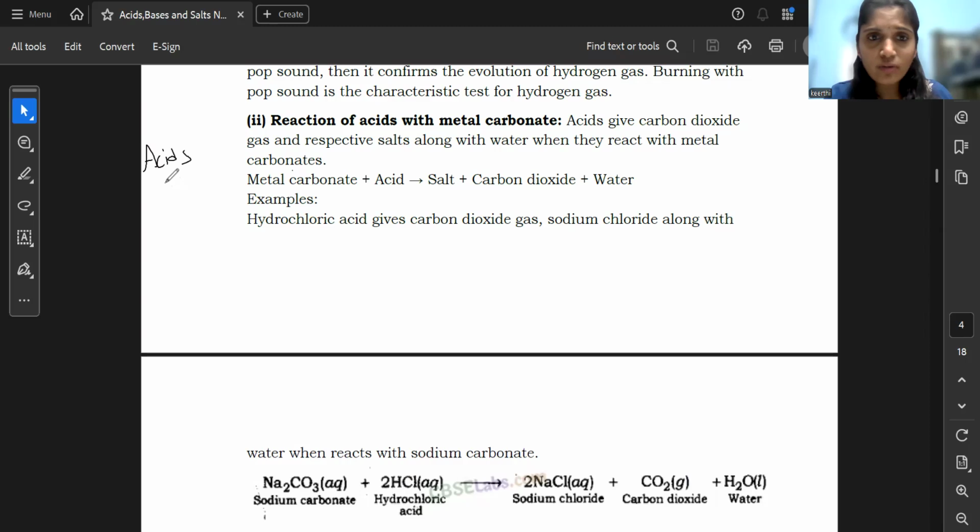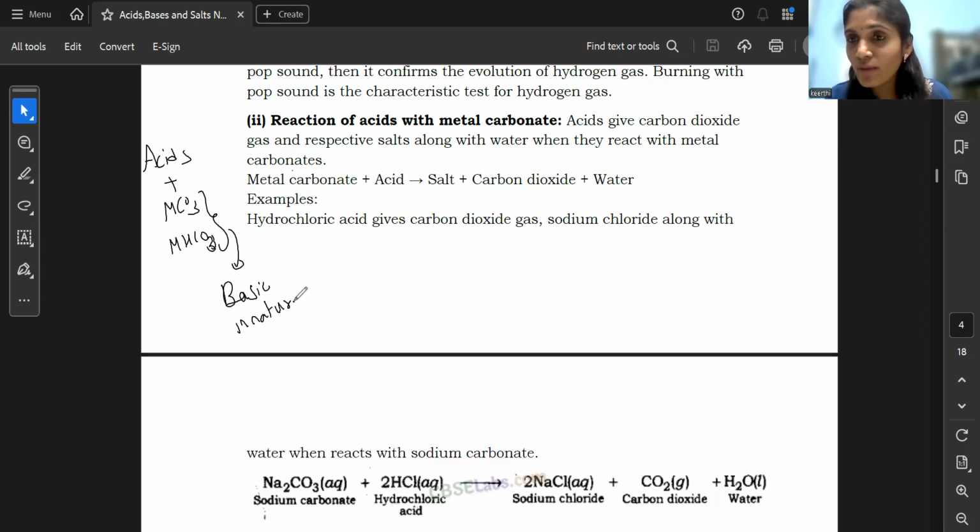Acids can react with both metal carbonates and metal bicarbonates. Why is this happening? Because both the metal carbonates and metal bicarbonates are basic in nature. Clear? That is the reason acids can react with both.